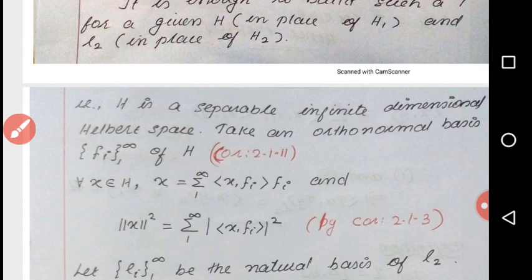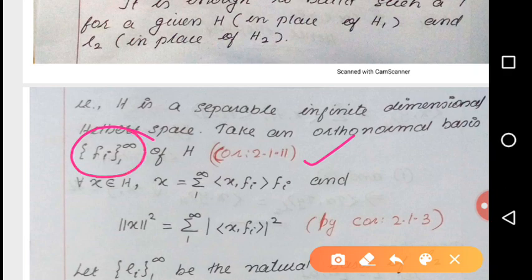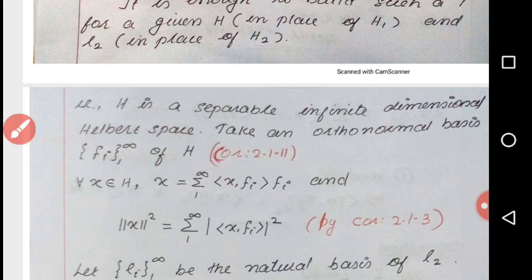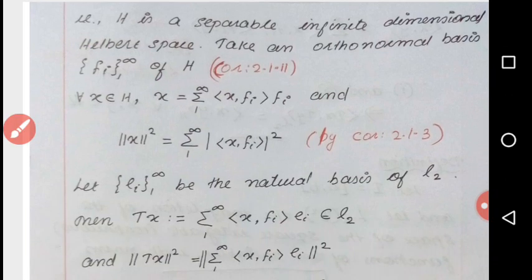H is a separable infinite dimensional Hilbert space, which means there exists an orthonormal basis by Corollary 2.1.11. For a separable infinite dimensional Hilbert space, there exists an orthonormal basis. Let it be the collection {fi}. And for every x belongs to H, x can be expressed as a linear combination of this collection fi. Therefore, norm x squared is equal to the sum from 1 to infinity of modulus of ⟨x, fi⟩ whole squared.